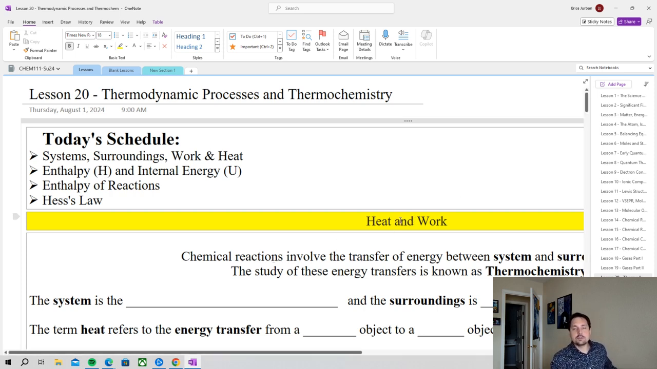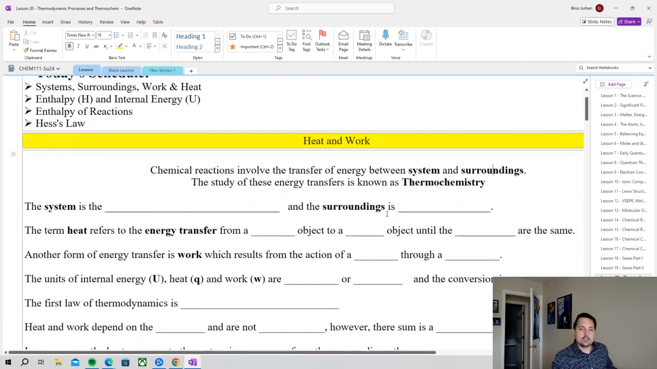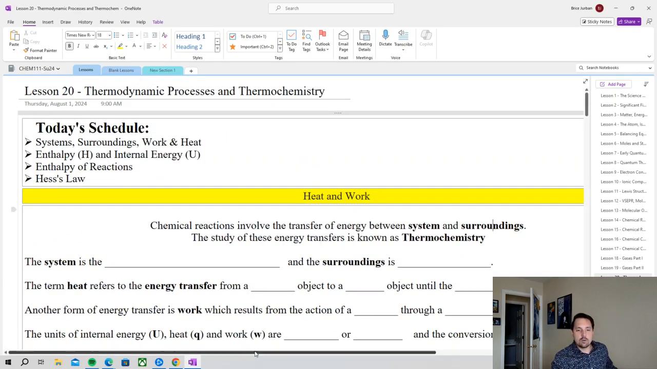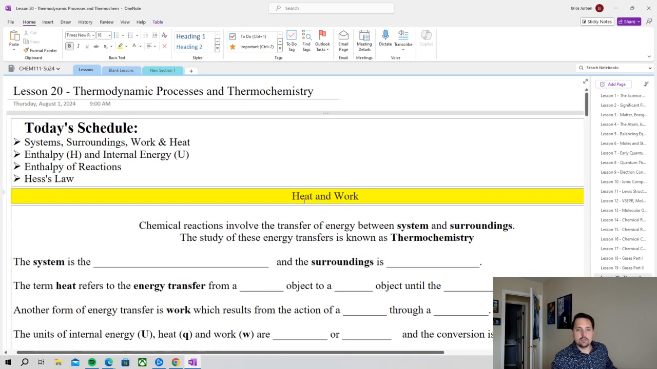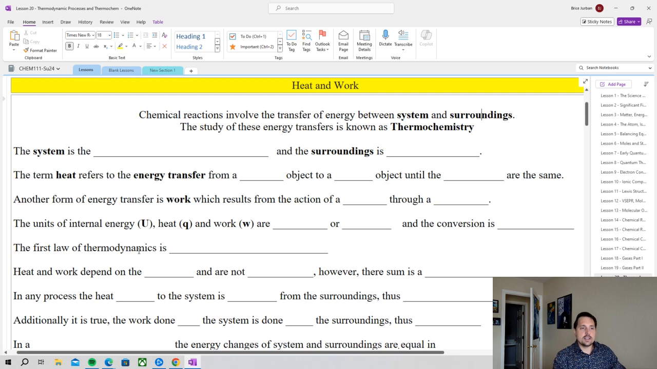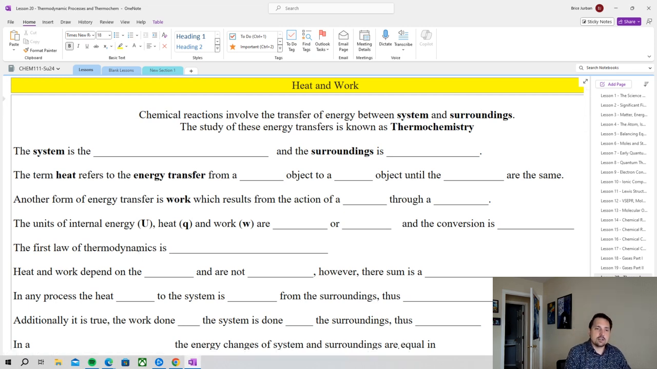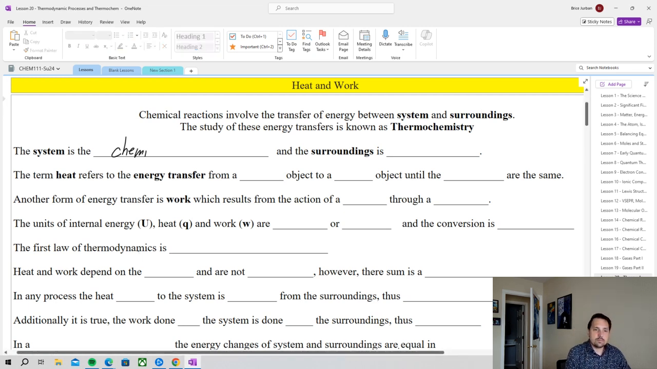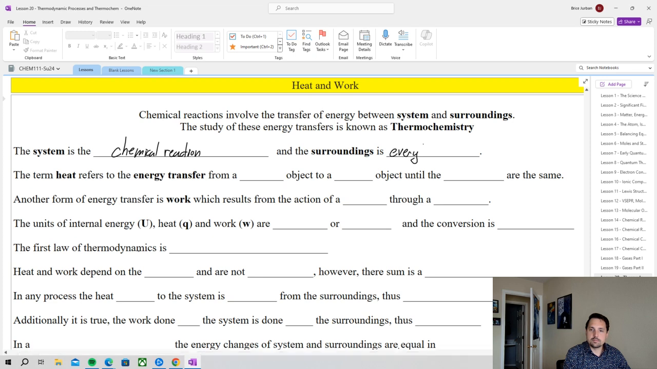So what are the different types of energy transfers that occur during a chemical reaction? Well, we can break these up into two different types of energy known as heat and work. The system, first off, is the chemical reaction that's occurring. And the surroundings is everything else that's around the system.